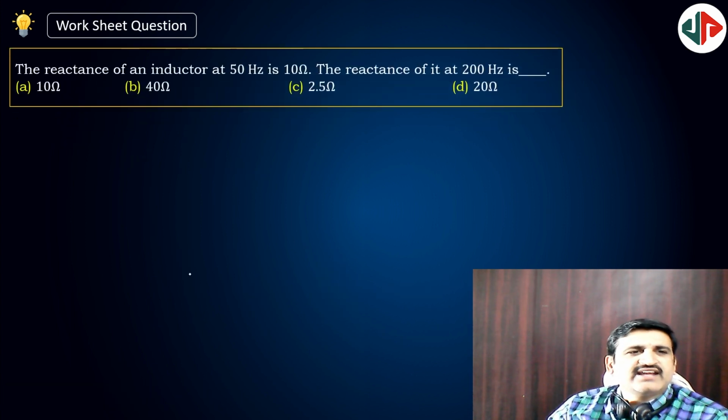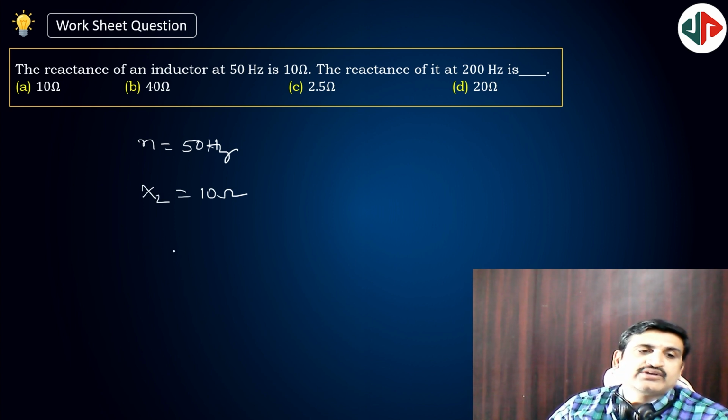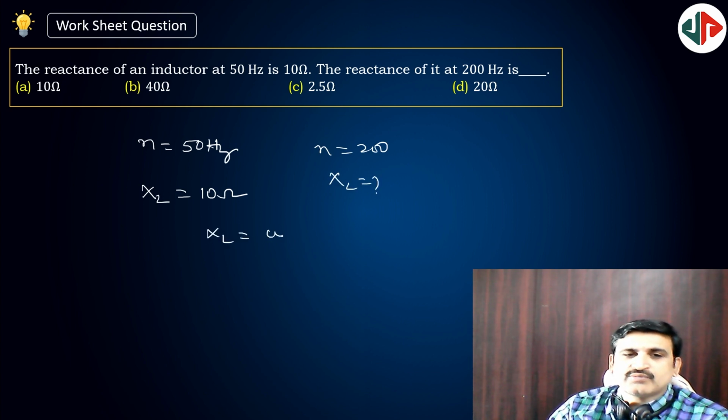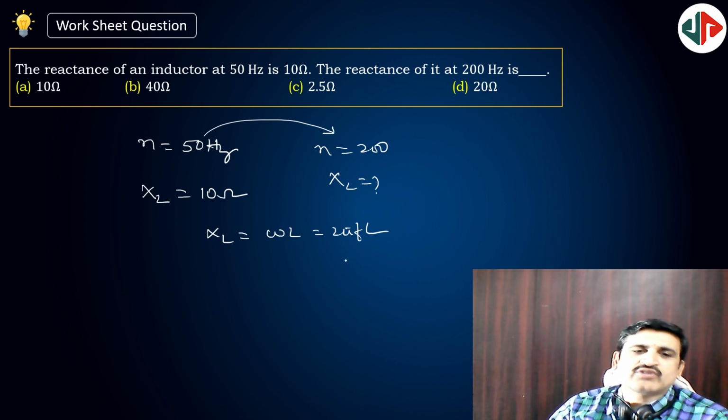Next, reactance of an inductor at 50 Hz is 10 ohm. Reactance of an inductor XL is equal to 10 ohm. Reactance of it at 200 Hz is equal to, at 200 Hz. If N equal to 200, then XL is equal to how much? XL is equal to omega L, 2 pi FL. So this is directly proportional. How many times N became? N became 4 times. Then it will become 4 times. So 40 ohm it will come. So B option.